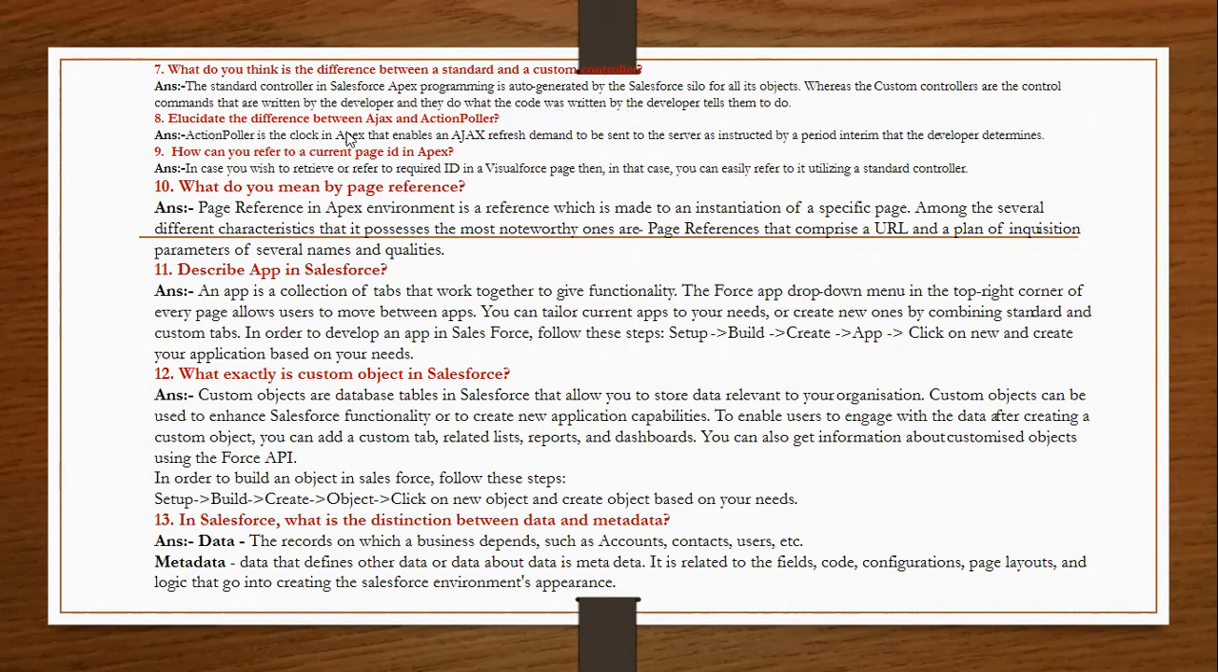Next question. Elucidate the difference between actionPoller and actionFunction. Action poller is a timer in Apex that enables an Ajax refresh request to be sent to the server as instructed by the interval that the developer determines.